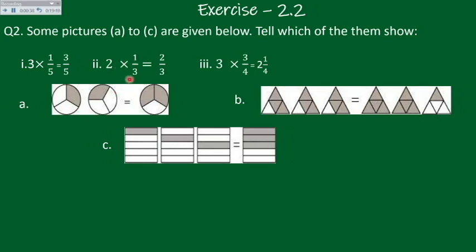Now check 1 by 3, it means one shaded part out of 3. So we have one shaded part and total parts we have 1, 2, 3. Okay, now on the right hand side, 2 shaded parts out of 3, so we have 2 shaded parts out of 1, 2 and 3. So this totally matches this criteria. So the answer of the second is A.